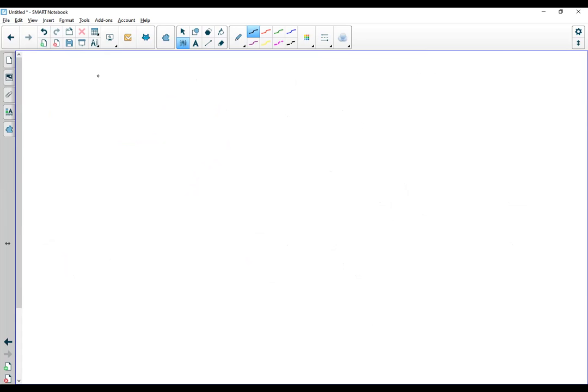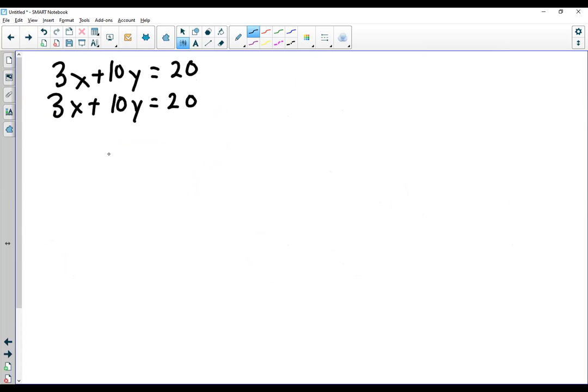Sure. Let's do, I'll make a real quick one. 3x plus 10y equals 20. 3x plus 10y equals 20. So this one you would subtract down, right? But then it's 0. 0 plus 0 equals 0. Hey, 0 equals 0. Is that a true statement? 0 equals 0? I understand that one.